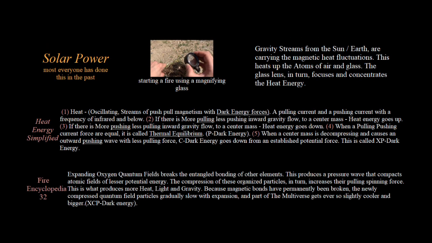Heat energy simplified. 1. Heat: oscillating streams of push-pull magnetism with dark energy forces. A pulling current and a pushing current with a frequency of infrared and below. 2. If there is more pulling, less pushing inward gravity flow to a center mass, heat energy goes up. 3. If there is more pushing, less pulling inward gravity flow to a center mass, heat energy goes down. 4. When a pulling and pushing current force are equal, it is called thermal equilibrium, P dark energy.